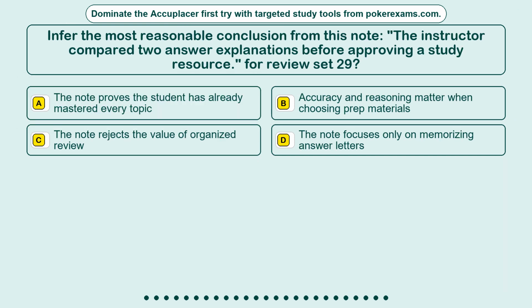Question 14. Infer the most reasonable conclusion from this note. The instructor compared two answer explanations before approving a study resource, for review set 29. Option A. The note proves the student has already mastered every topic. Option B. Accuracy and reasoning matter when choosing prep materials. Option C. The note rejects the value of organized review. Option D. The note focuses only on memorizing answer letters.